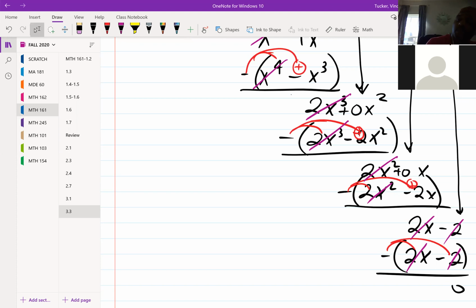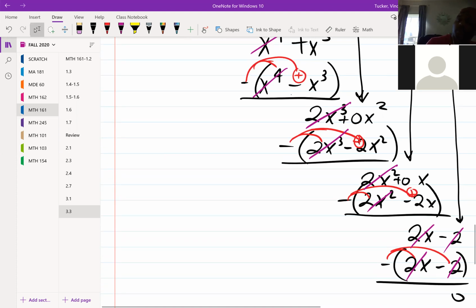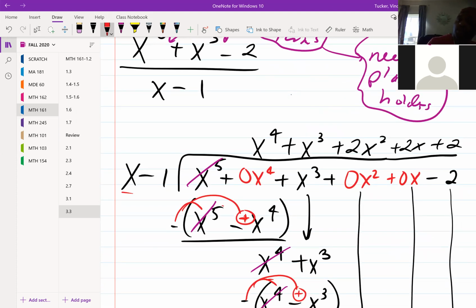All right. So that means since there is no remainder, this is our answer: x to the fourth, x cubed, 2x squared plus 2x plus 2.